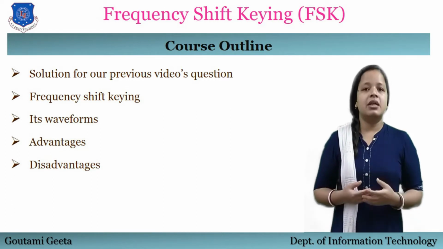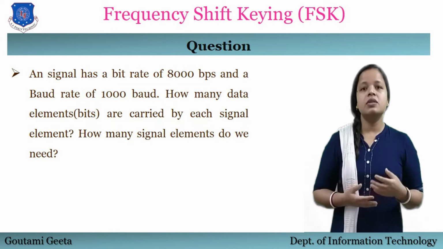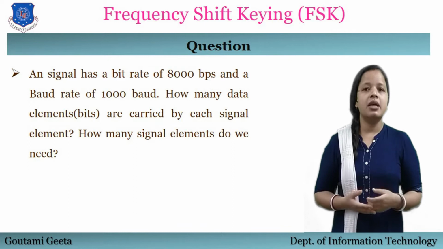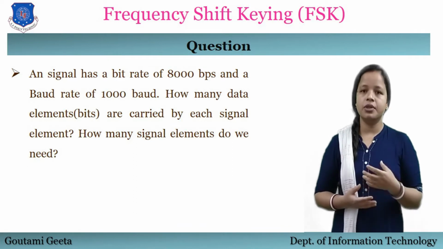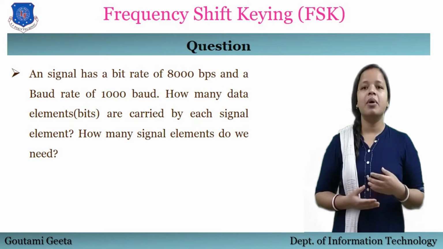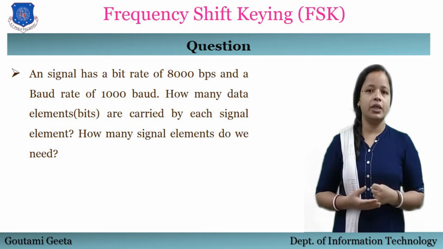So let's start this. The previous question was, a signal has a bit rate of 8000 bps and a baud rate of 1000 baud. How many data elements or bits are carried by each signal element? How many signal elements do we need?